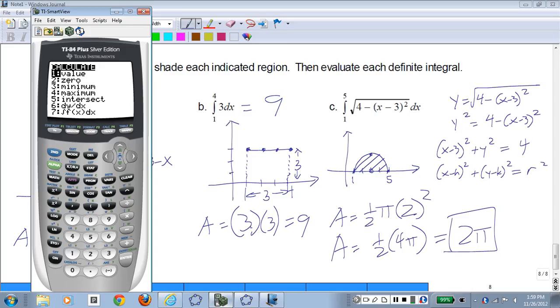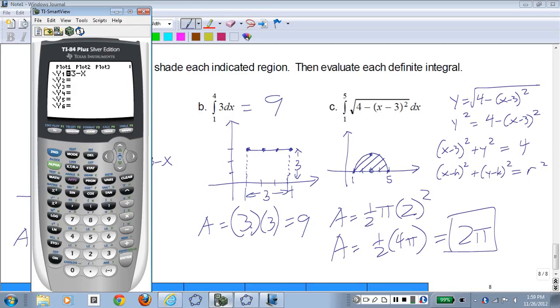If we go down to 7, there we go. It will ask for the lower limit, that's 0. Then it will ask for the upper limit, and that's 3. And it'll even shade it for us and calculate that that area is 4.5.